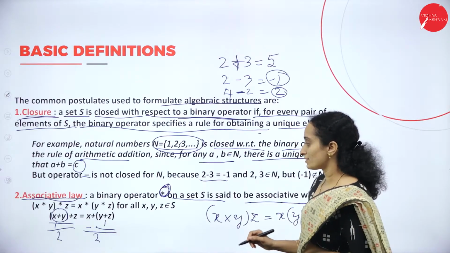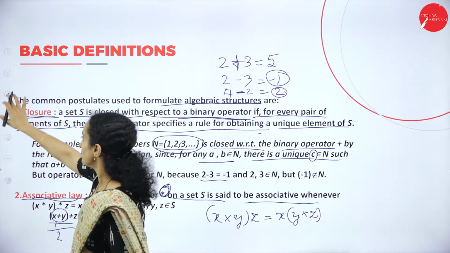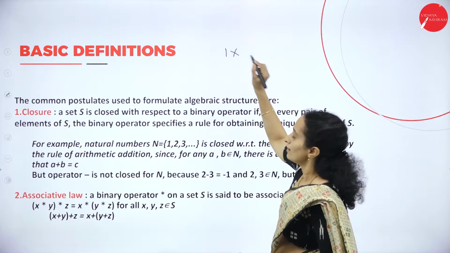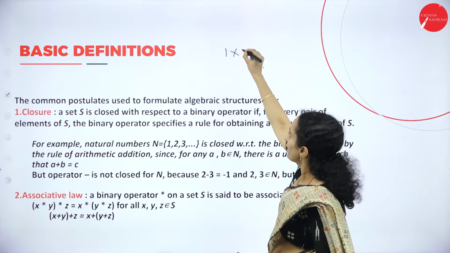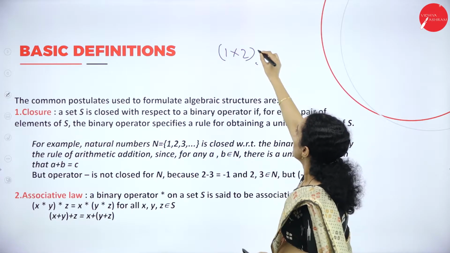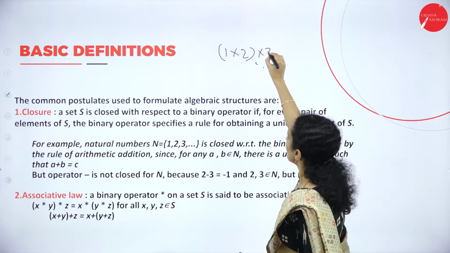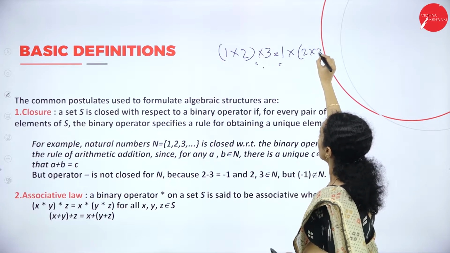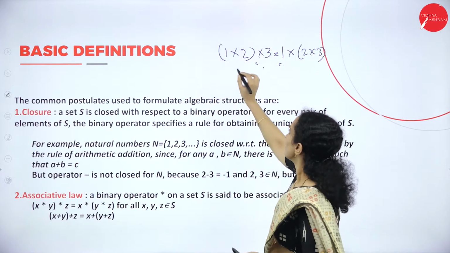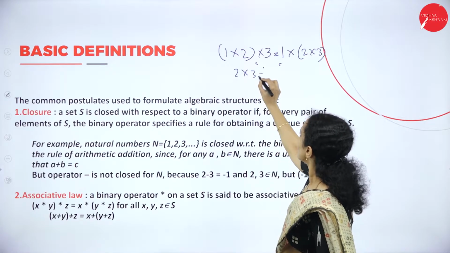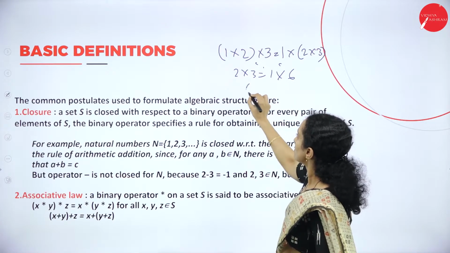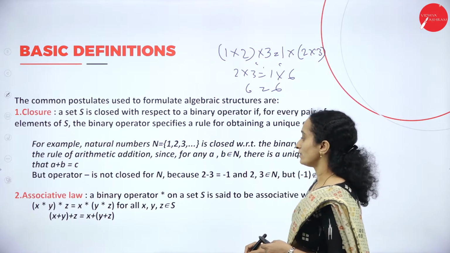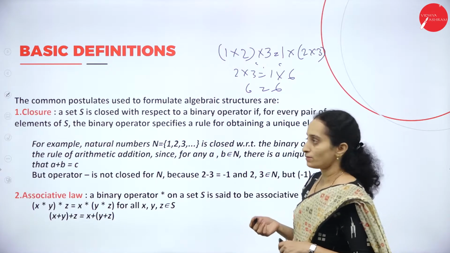If you look at the previous law, if I check with x, y, z taken as 1, 2, 3, what does the associative law say? 1 into 2 into 3 is equal to 1 into 2 into 3. Is it equal? 2 into 3 is 6, so this is 1 into 6. So this will be equal, is it not? So even plus is fine.